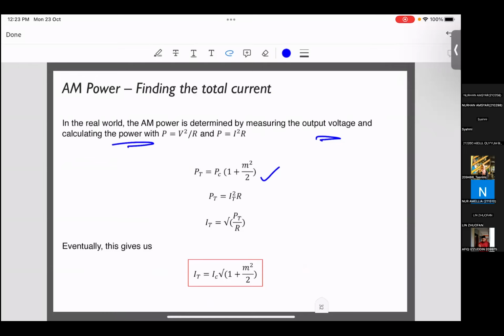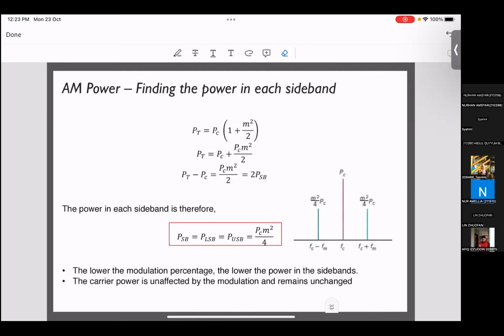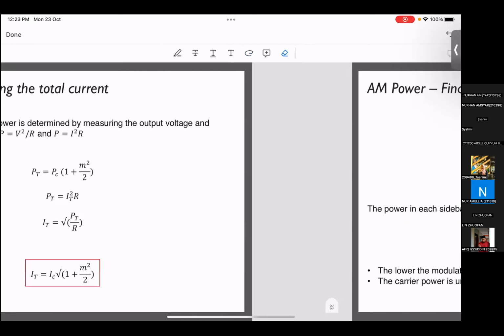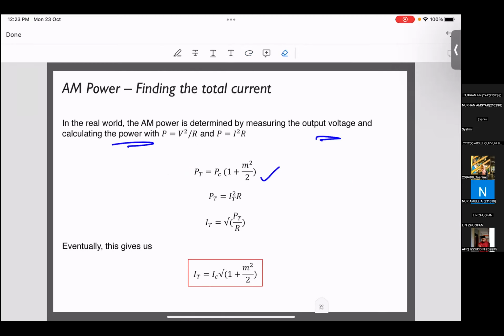So how do we get this? We know that this is our PT. Wait, I forgot how to derive this. Do I have it here? No. Okay, it's lunchtime and my brain is not working. Let me get back to this when I have an idea.